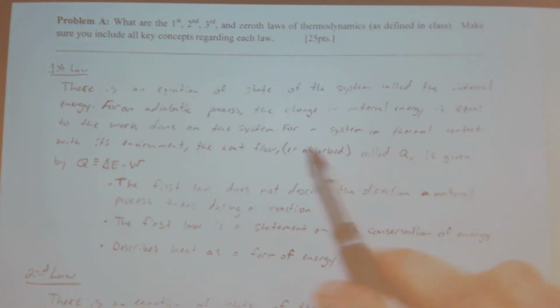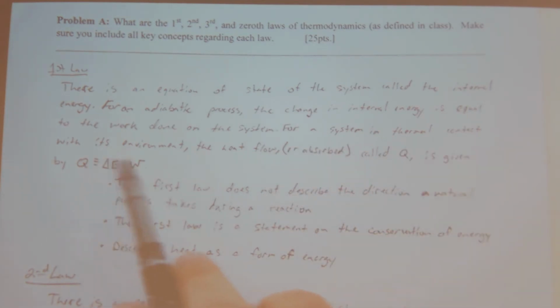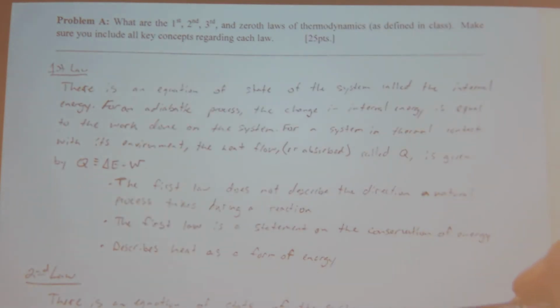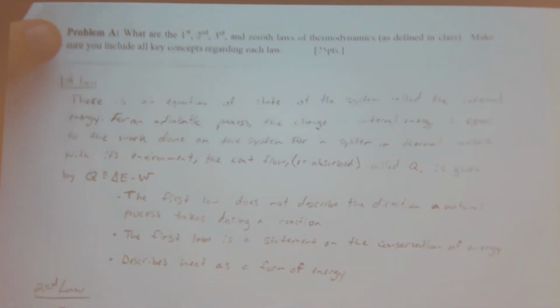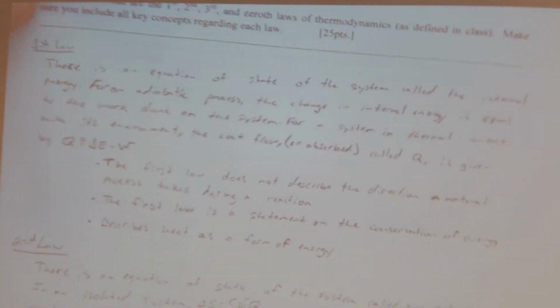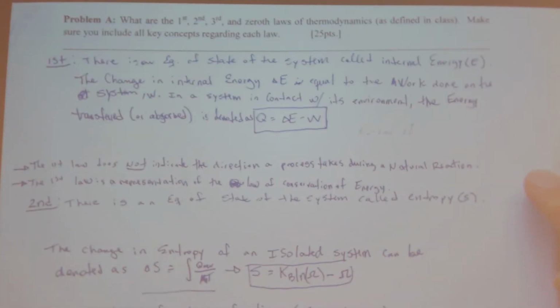This is where the change in internal energy is equal to the work done on the system. For a system in a thermally conductive environment, the heat flow or absorbed Q is given by, and this is entirely right. I could go through others too, but whoever did this did a good job, and if I remember looking at it quickly, they got full credit. If not, maybe 24 to 25. I'll show you another one.